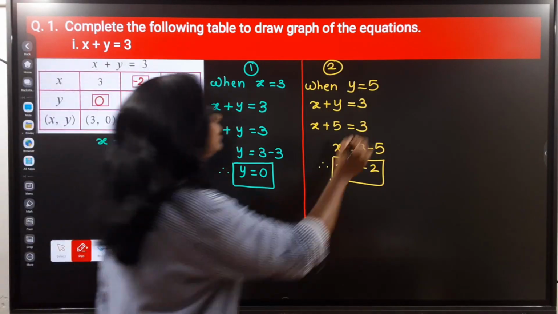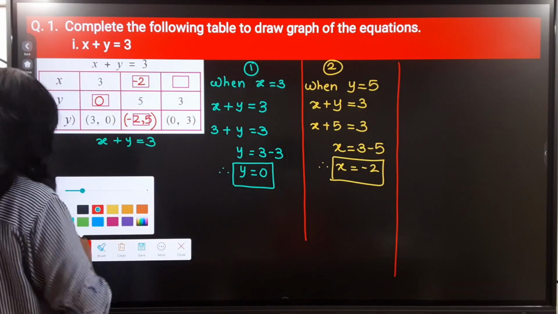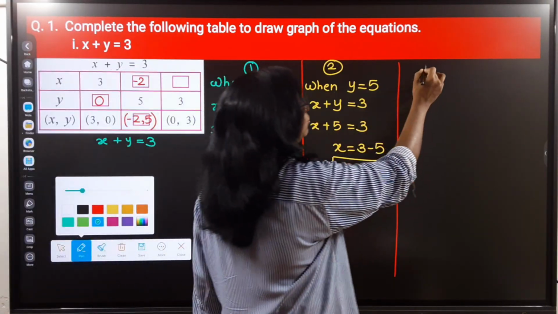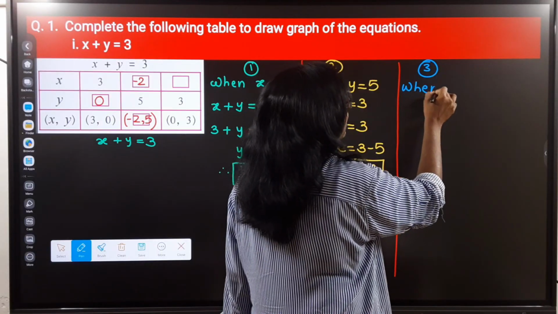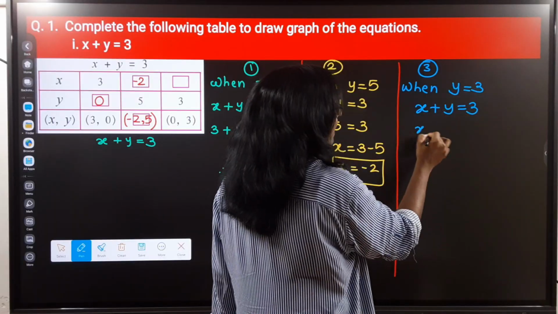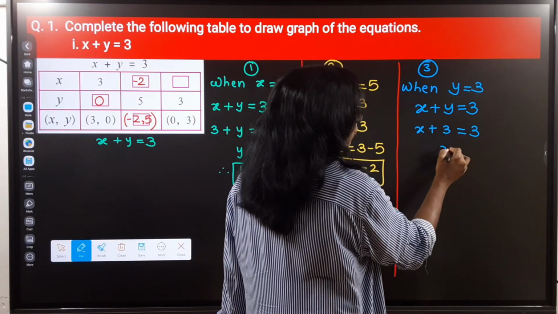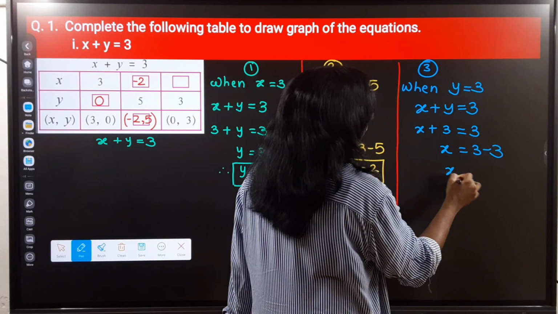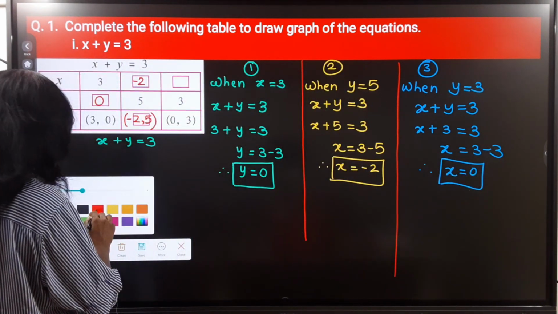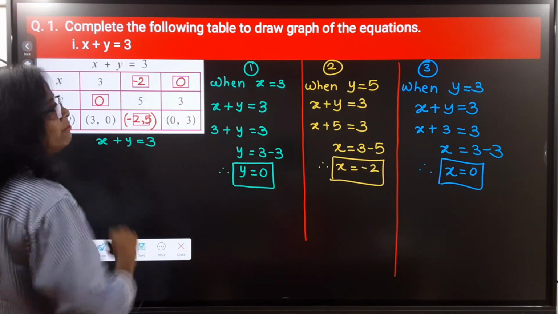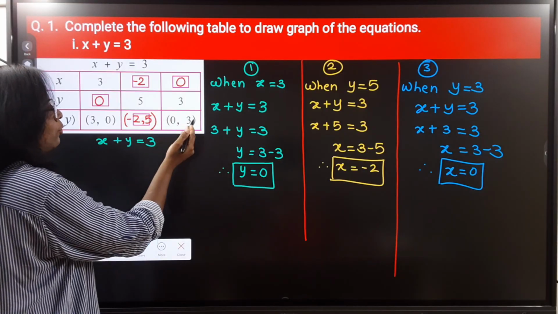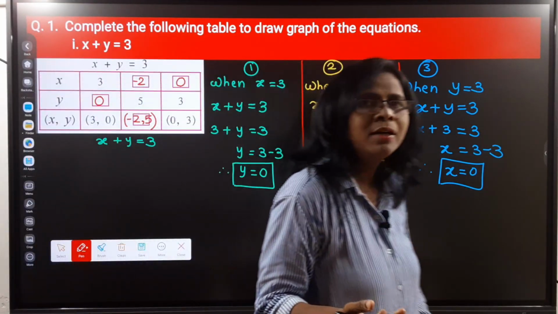Okay. Then the next value students. The next value for this equation is that y is equal to 3. So I say that when y is equal to 3, the given equation is x plus y is equal to 3. Then x plus 3 is equal to 3. So x is equal to 3 minus 3. Therefore x is equal to 0. That means here students, we write down the value of x, that is 0, and automatically they give us the coordinate 0, 3. So that means here we fill up the table.